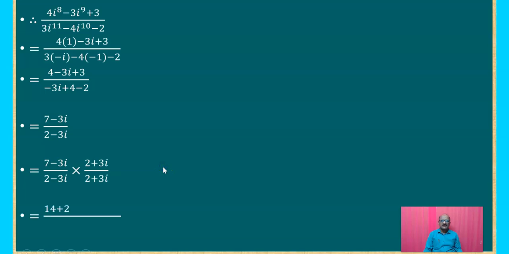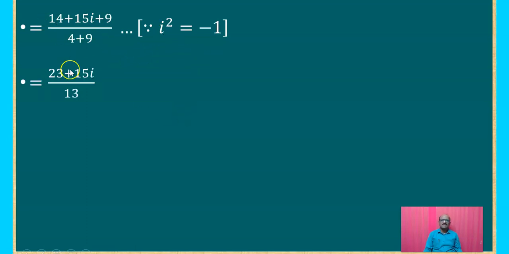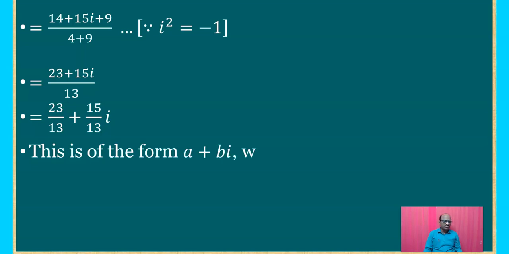Then you will get their multiplication: 7 minus 3i into 2 plus 3i. 14 plus 21i minus 6i minus 9i square. 4 minus 9i square. i square is minus 1. 14 plus 15i plus 9, and 4 plus 9. i square is minus 1. 14 plus 9, that is 23 plus 15i upon 13. 23 upon 13 and 15 upon 13 i. This is of the form a plus ib, where a is equal to 23 upon 13 and b is equal to 15 upon 13.